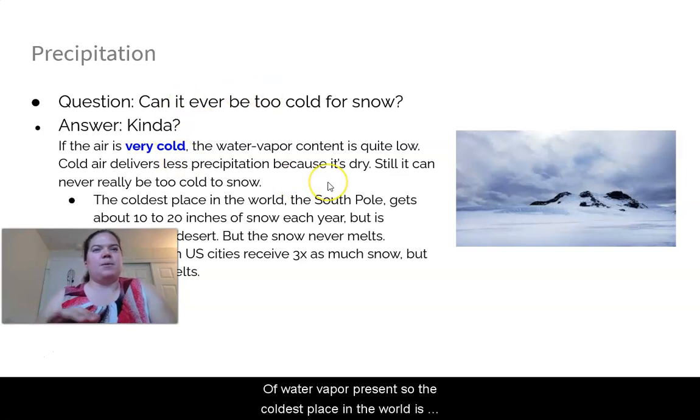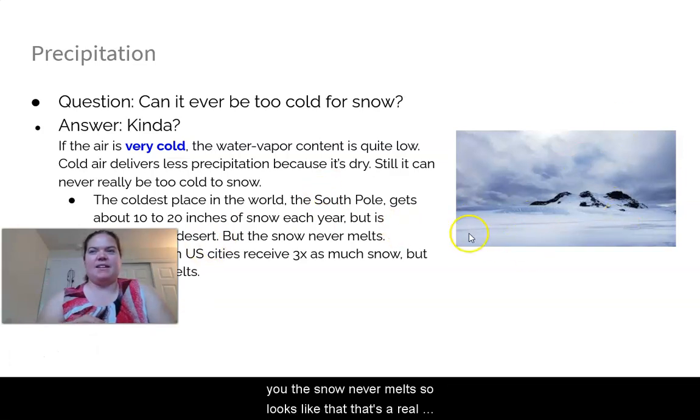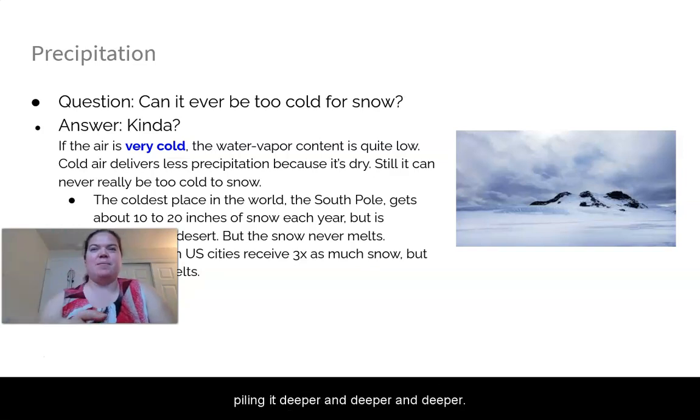So the coldest place in the world is the South Pole. It gets about 10 to 20 inches of snow each year, but it's technically a desert. That might be surprising to you. The snow never melts. So it looks like that. That's a real place. That's Antarctica. Most northern U.S. cities receive 3 times as much snow as the South Pole. Hence, it's a desert, right? But our snow melts up here as opposed to the South Pole where it just keeps piling up deeper and deeper and deeper.